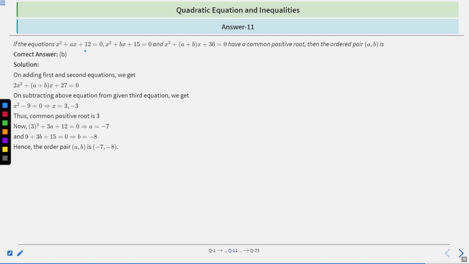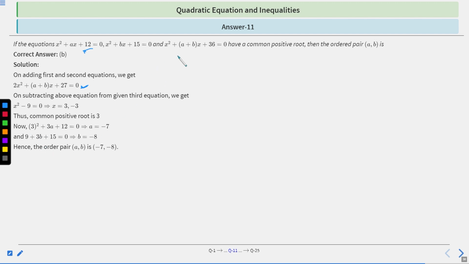On adding the first and second equation, we get 2x square plus (a plus b)x plus 27. Now on subtracting the above equation from the third equation, we get x square minus 9 is equal to 0, because (a plus b)x and (a plus b)x will cancel out. So x equal to 3 and minus 3. Since all the equations have a common positive root, thus the common positive root is 3.